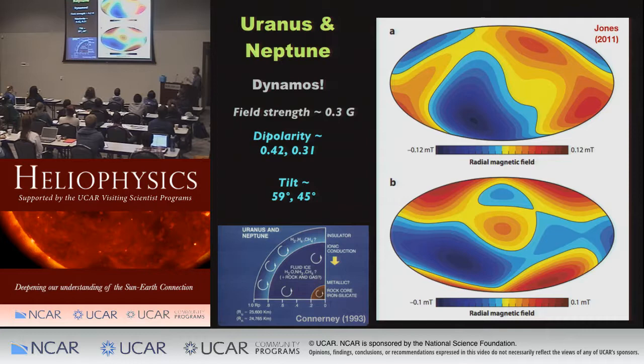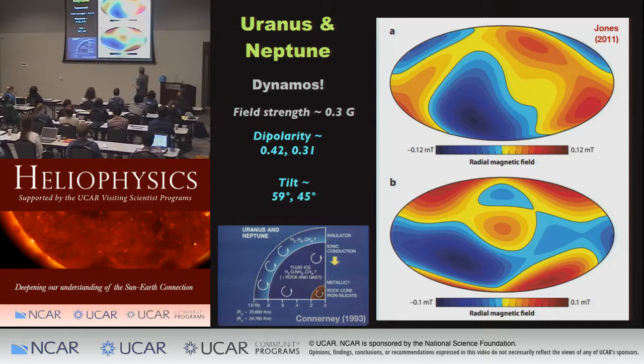The most surprising thing about these is that they have dynamos at all. They don't have metallic hydrogen. They have this mixture of water and methane and ammonia inside, so it's not as good of a conductor. And they have very low heat fluxes. In the gas giants, the main sources of energy are just the secular cooling from their formation, and some of them are still contracting. Jupiter is still contracting, so that releases a lot of energy. Saturn has a lot of differentiation, heavier elements going down, lighter elements coming up.